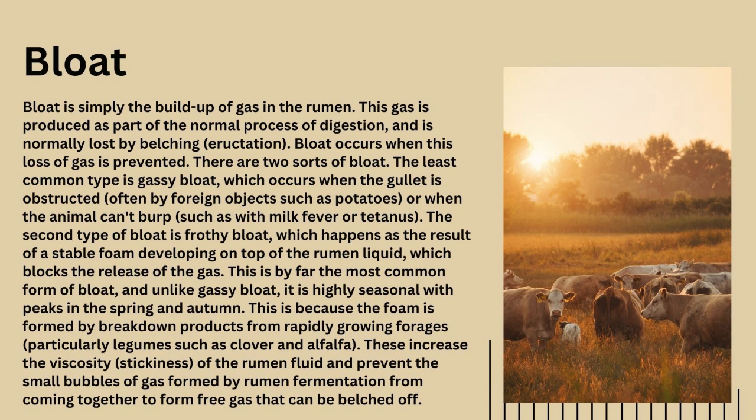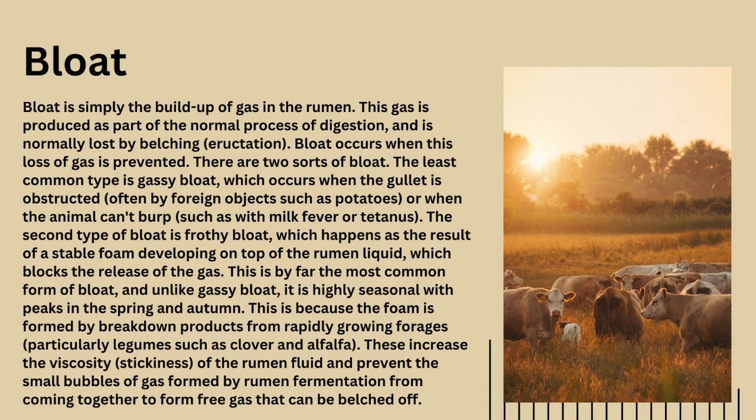Bloat. Bloat is simply the build-up of gas in the rumen. This gas is produced as part of the normal process of digestion, and is normally lost by belching, eructation. Bloat occurs when this loss of gas is prevented. There are two sorts of bloat. The least common type is gassy bloat, which occurs when the gullet is obstructed, often by foreign objects such as potatoes, or when the animal can't burp, such as with milk fever or tetanus.